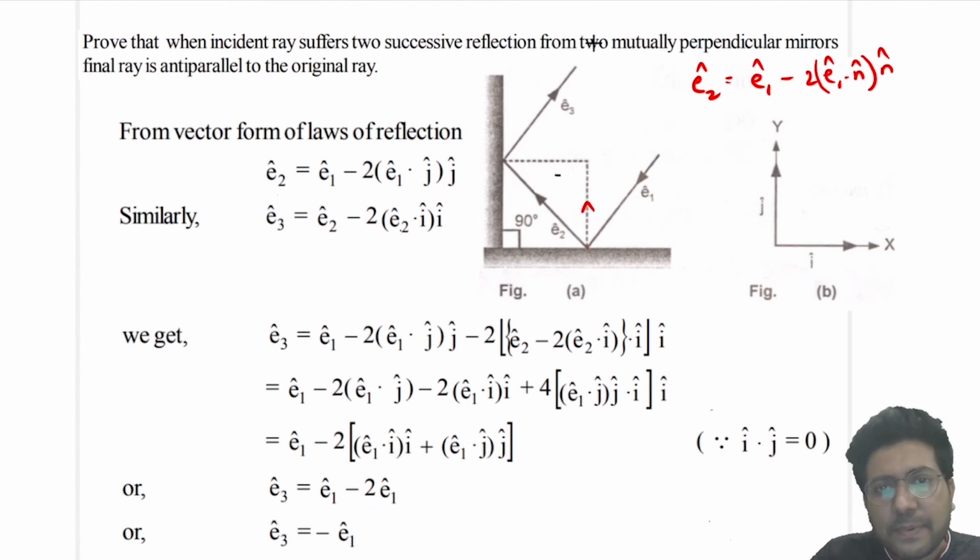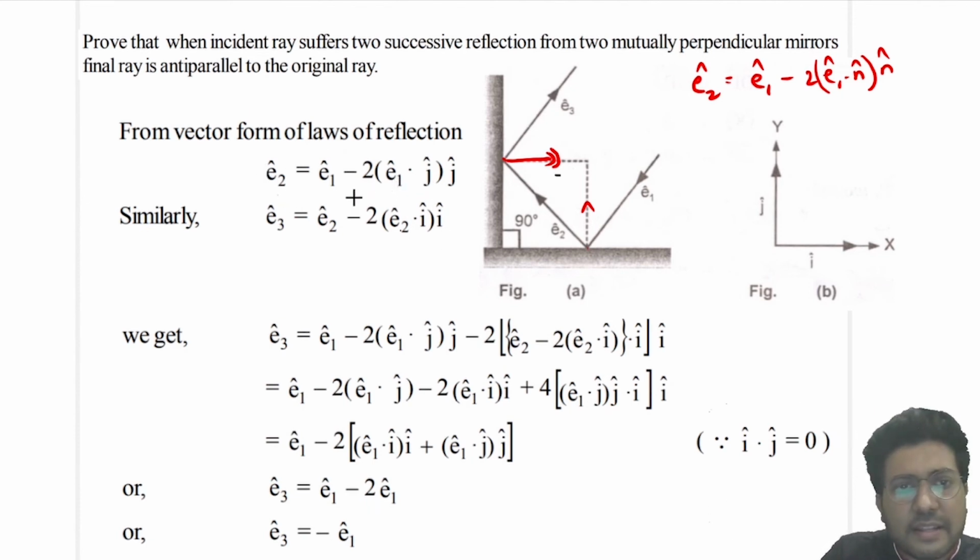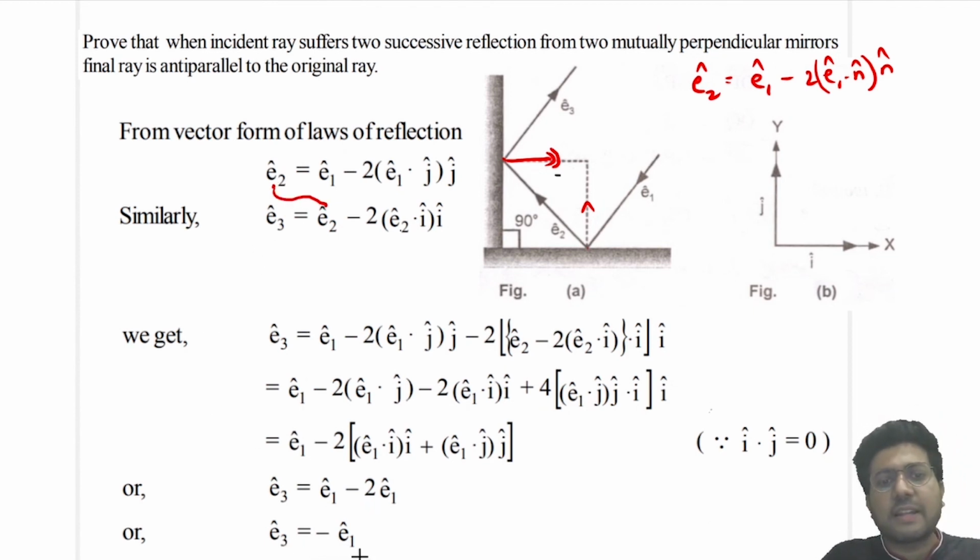Similarly, E3 cap can be written as E2 cap minus 2 E2 cap dot N cap into N cap. So this time the normal in this surface is along the I cap. Okay. So minus 2 E2 cap dot I cap into I cap. When you replace this E2 cap here, you will get E3 cap is equal to minus E1 cap. So I am asking you here to eliminate E2 cap. Once you eliminate E2 cap, you will get E3 cap is equal to minus E1 cap.